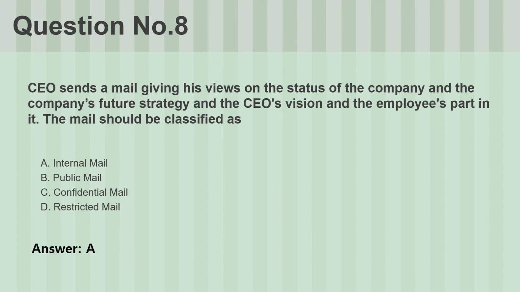Question number 8. CEO sends a mail giving his views on the status of the company and the company's future strategy and the CEO's vision and the employee's part in it. The mail should be classified as A. Internal mail. B. Public mail. C. Confidential mail. D. Restricted mail. Answer: A.